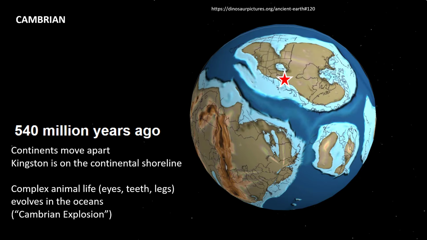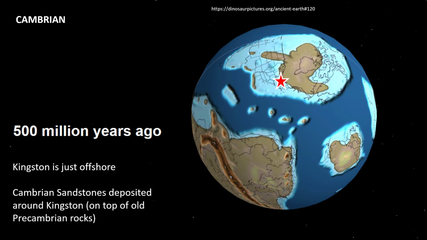About 540 million years ago in the Cambrian, Kingston was sitting just on shore. Meanwhile, complex animal life with eyes, teeth, and legs evolves in the oceans. This is the Cambrian explosion. And this is the formation of those sandstones that we looked at in earlier videos. Those Cambrian sandstones, just as Kingston moves offshore as the continent begins to sink.